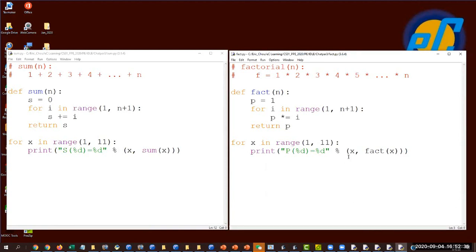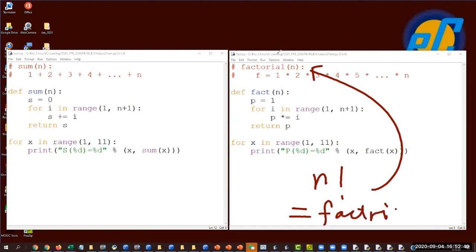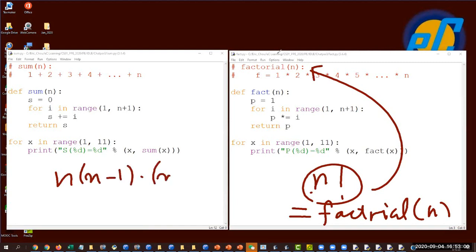Okay. So for James and Ethan, are you okay with factorial? This one, we are basically calculating the n-bang. N-bang is exactly the same as n factorial. What does factorial mean again? N-bang means n times n minus 1 times n minus 2 times and so on, up to 1. That's called n-bang. So 1 times 2 times 3 times 4 times 5 times up to n.